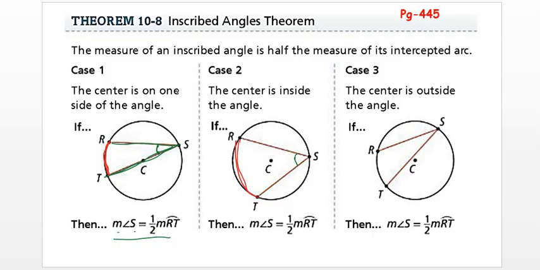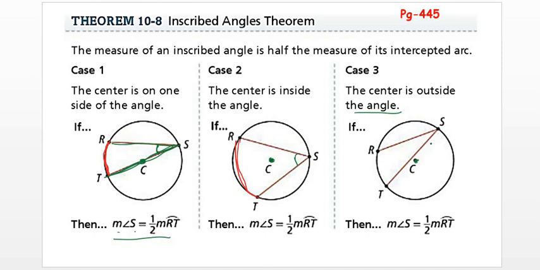Here the center is on one side of the angle. This is the center of the circle and it is lying on one side of the angle. Here the center is inside the angle, like the two legs of the angle are on each side of the center of the circle. And here they said the center of the circle is outside the angle. Look at this, the center is not inside the inscribed angle.